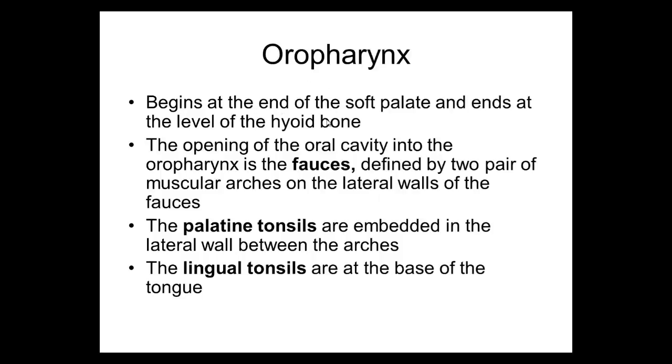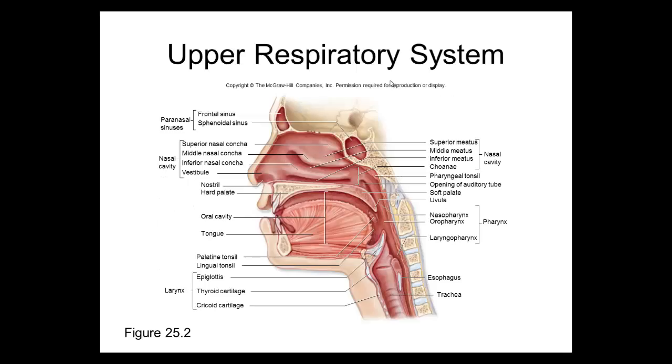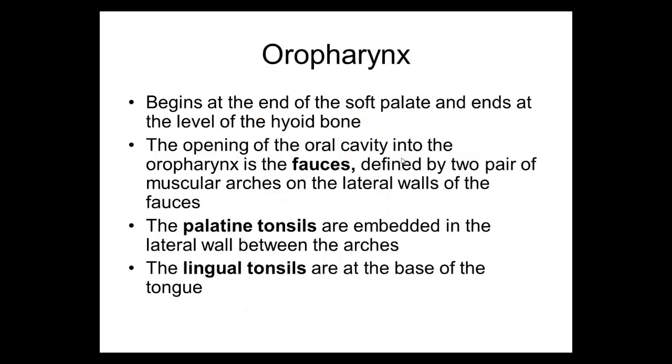Oropharynx, on the other hand, begins at the end of the soft palate, so the soft palate will be the division here. So anything above that will be continuous with the nasopharynx, but anything below there will be the oropharynx, right? So this part here will be the oropharynx. Okay. The opening of the oral cavity to the oropharynx is called the fauces, and we're going to study that again in the digestive, or we actually already did in the lecture.